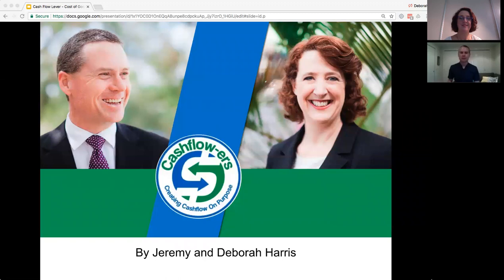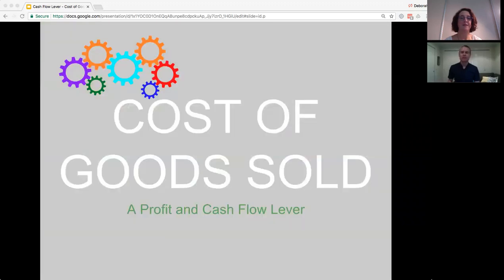It's now time to look at cost of goods sold as a profit and cash flow lever. Cost of goods sold, also known as cost of sales, are the expenses that vary up and down with the amount of sales. Sometimes they are also called direct costs because they are the expenses that can be directly attributed to the product or service that is being sold, the cost of selling it or the cost of producing it.